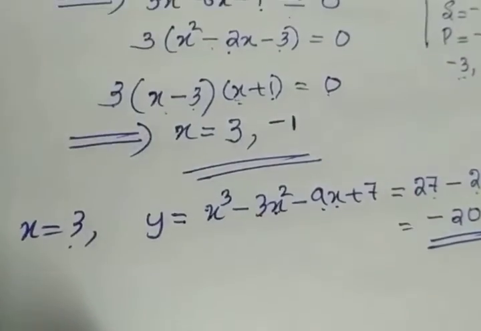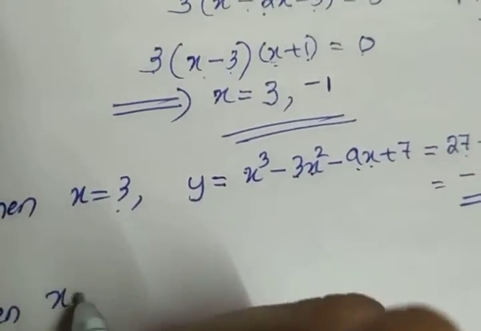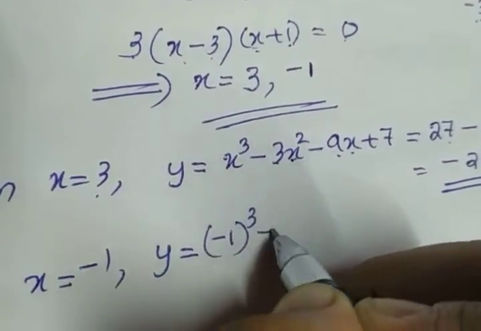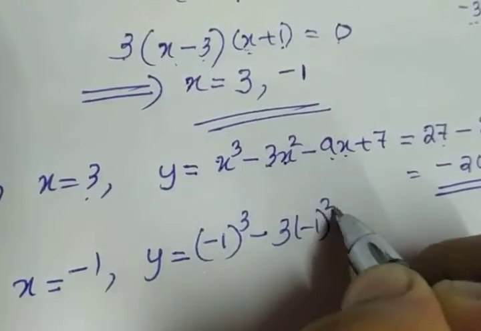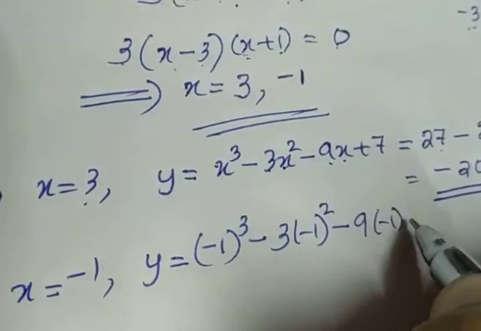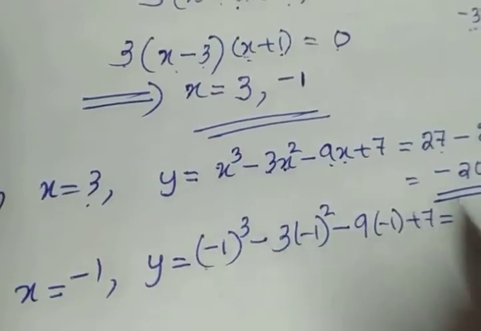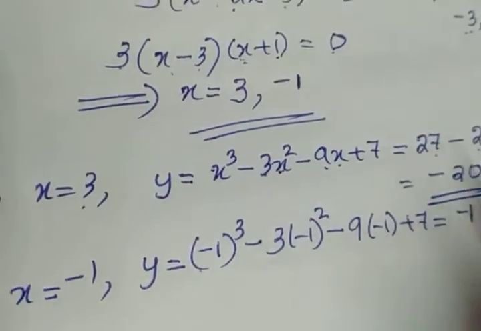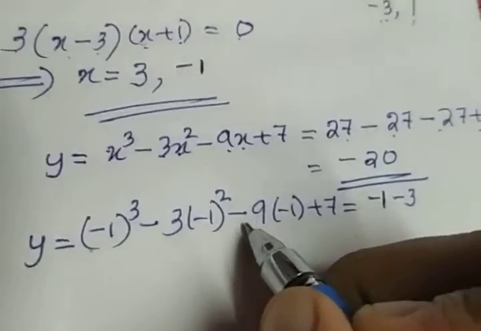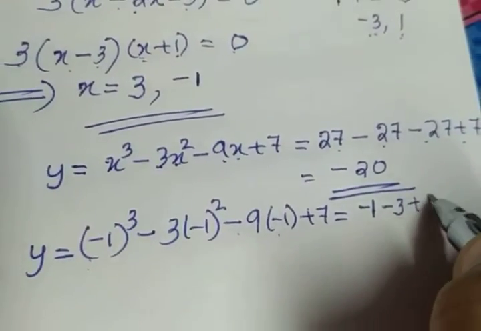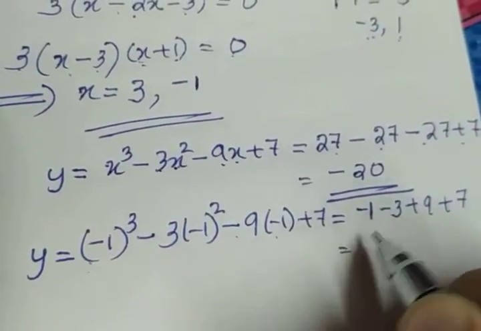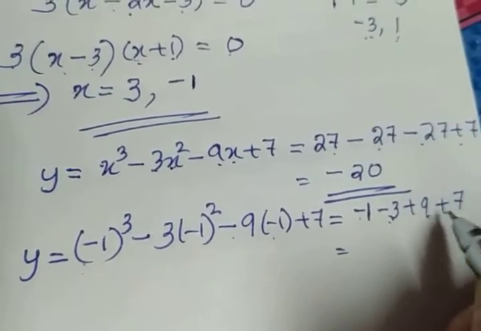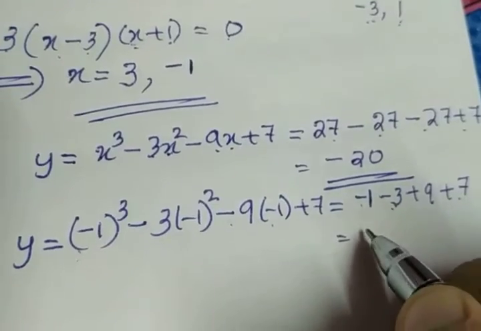Again, one more point is there. When x takes the value minus 1, y will be equal to minus 1 the whole cube minus 3 into minus 1 the whole square minus 9 into minus 1 plus 7. Just simplify. Minus 1 the whole cube is minus 1 itself. Minus 1 square is 1, and 1 into minus 3 is minus 3. Minus 9 into minus 1 is plus 9, plus 7. Minus 1 minus 3 is minus 4, minus 4 plus 9 is 5, and 5 plus 7 gives you 12.